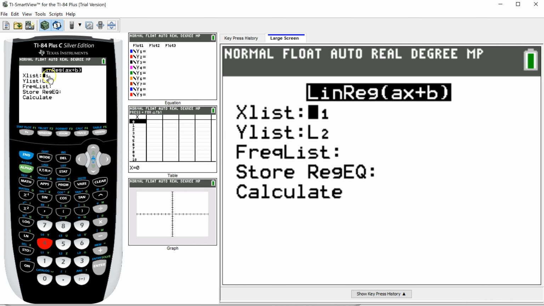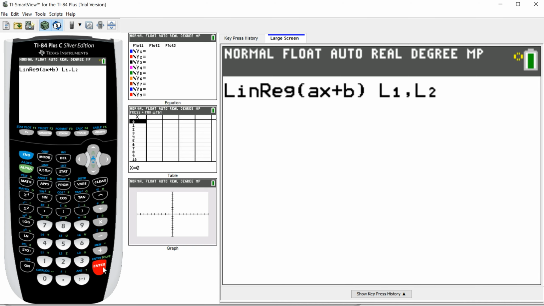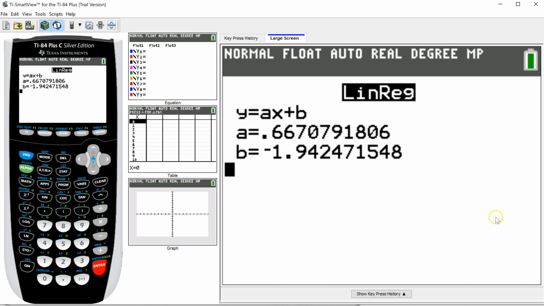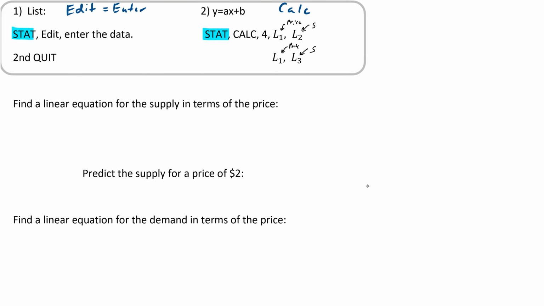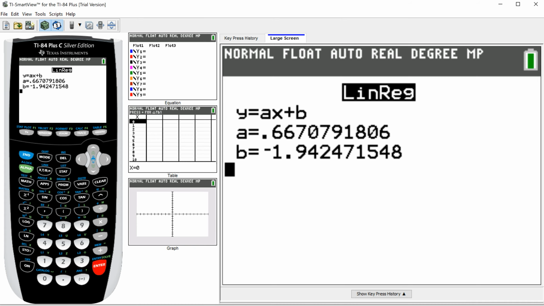And then now it says list 1 and list 2. We scroll down, hit calculate, and it gives us our a and our b. And our a here is our slope, our b is our y-intercept. So we're going to use the first 3 decimal points, so 0.667. So for our supply equals 0.667x, and I remember it was negative 1.942.